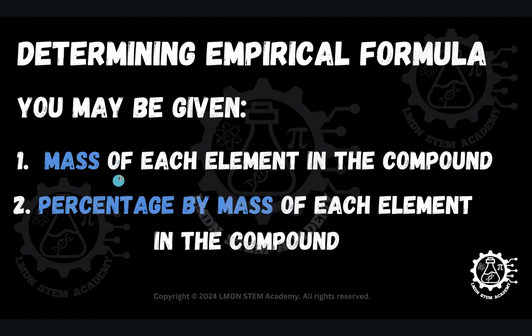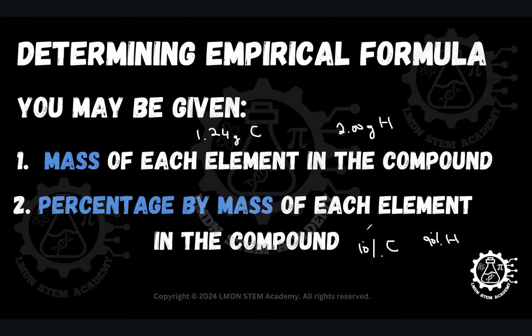So when I say we may be given the mass of each element in the compound, you might have a situation in which you're told that there is 1.24 grams of carbon in a compound. And in that same compound, you perhaps have hydrogen, and they'll tell you that you have 2 grams of hydrogen that makes up that compound, and so on and so forth. From a percentage by mass standpoint, they may tell you that you have 10% carbon, and then the rest of it is hydrogen, right?